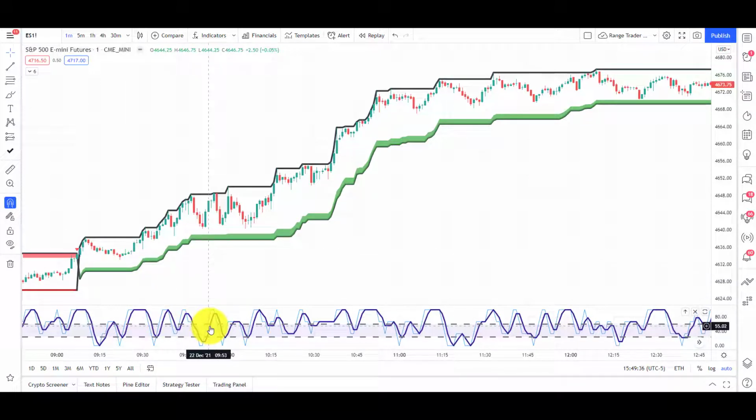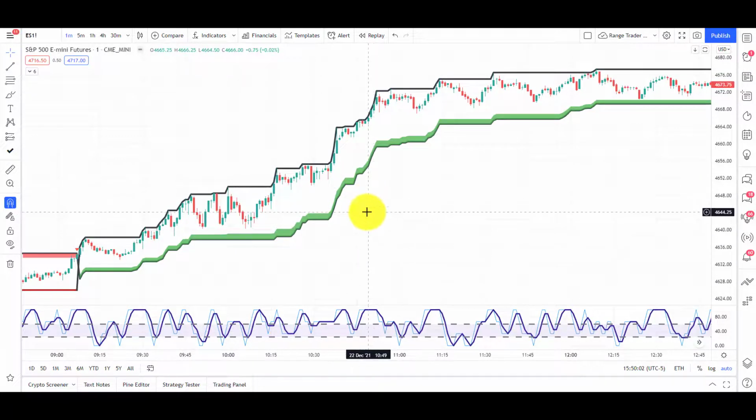Below here, we also have our money flow indicator that's customized. And you can see that, like most oscillators, if it dips down below the band, that's a signal to look for entries to buy. Or if it gets to the top over the band, you're looking for entries to sell. The Range Trader can also be used to trail stops behind.